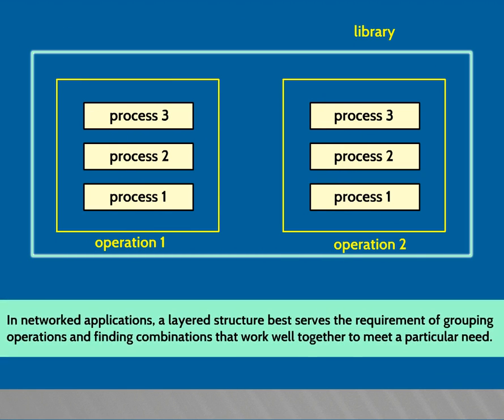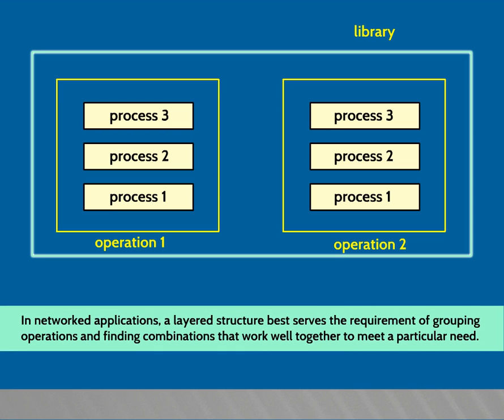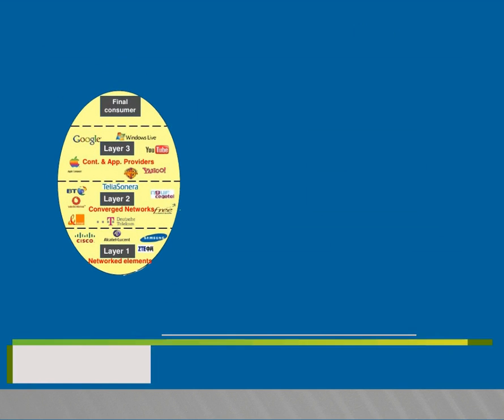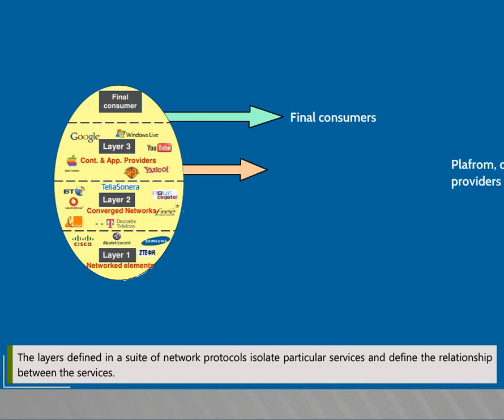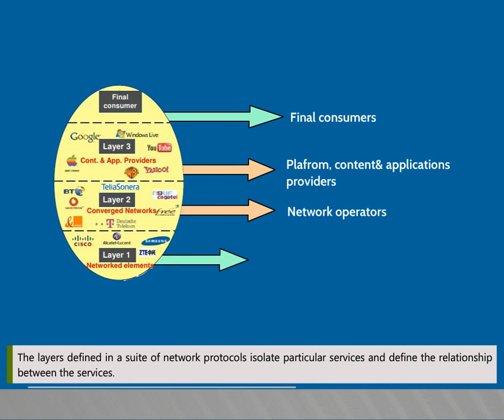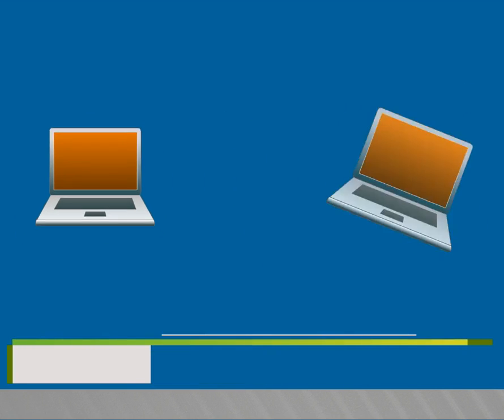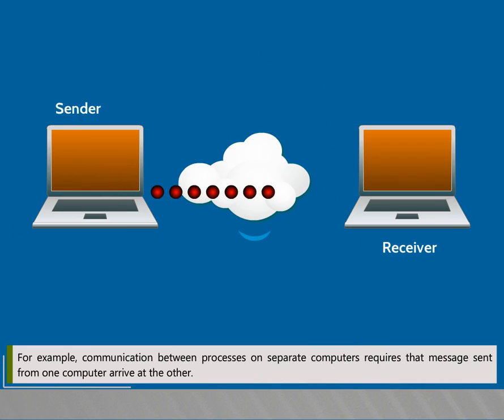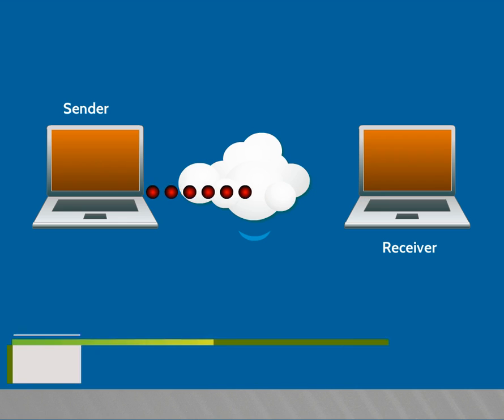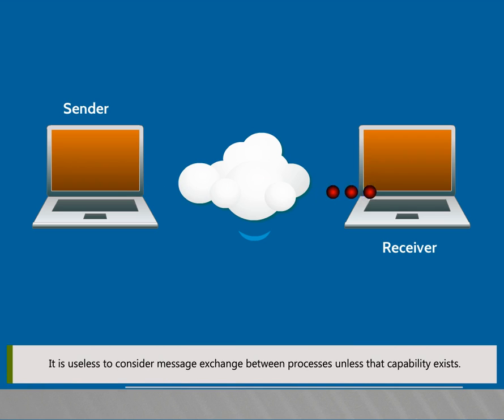In networked applications, a layered structure best serves the requirement of grouping operations and finding combinations that work well together to meet a particular need. The layers defined in the suite of network protocols isolate particular services and define the relationship between the services. For example, communication between processes on separate computers requires that a message sent from one computer arrive at the other. It is useless to consider message exchange between processes unless that capability exists.